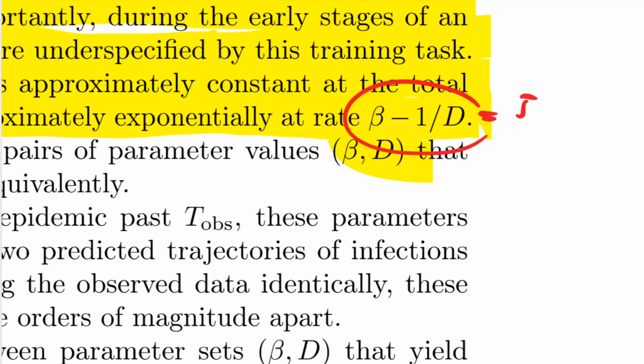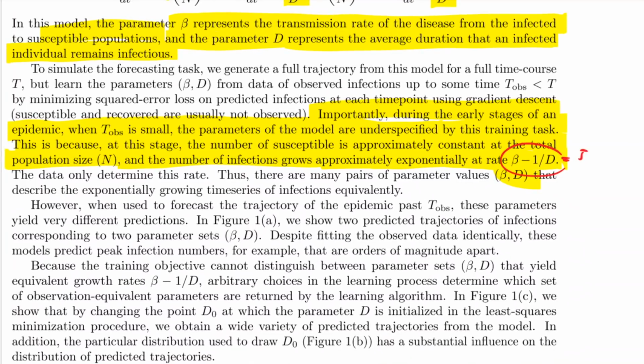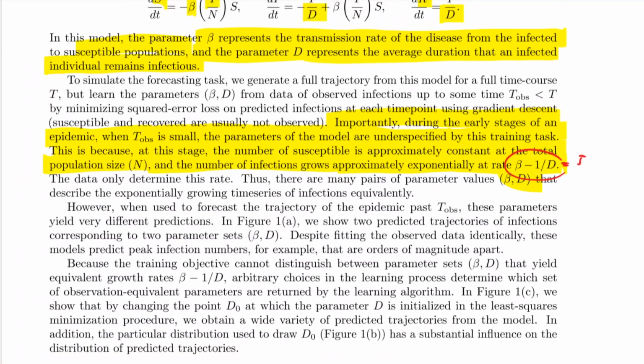There are many settings of beta and d that make this number 5, right? In fact, there are infinitely many pairs that make this number be 5. So they say this is a classic example of underspecification, okay? There are many different predictors, each of which returns a good predictor on the data that you have.